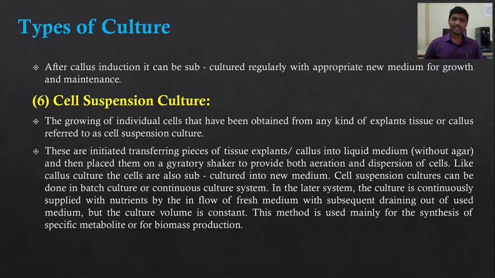So in the continuous culture system, the culture is continuously supplied with the nutrients by the inflow of fresh medium. Fresh medium has been continuously added, and at the same time the used medium has been removed, but the culture volume should be kept constant. So this is the cell suspension culture, where the individual cells that have been obtained from any kind of explant, tissue or callus have been suspended in the liquid medium, which we call a cell suspension culture.